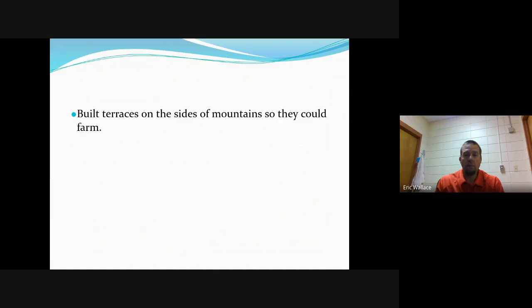They learned to farm. Okay, you think, well, how are they going to farm up in the mountains? Well, they learned that they could build these terraces, which were just kind of these steps, and they could bring in soil on these steps, and they could grow their crops on the sides of the mountains. Okay, a very intelligent feat for these individuals, learning that they could go ahead and grow these crops on the sides of mountains.